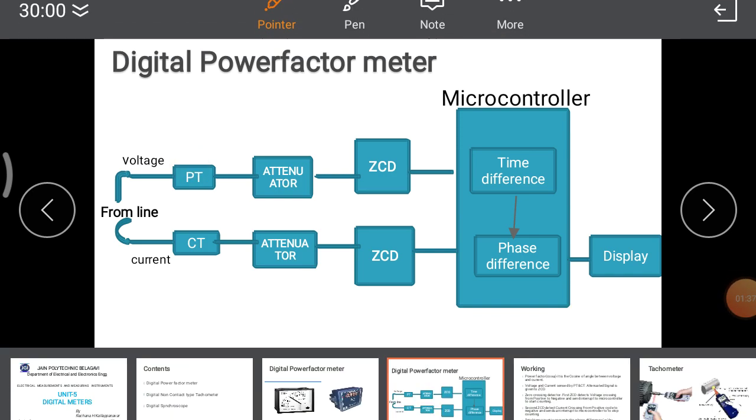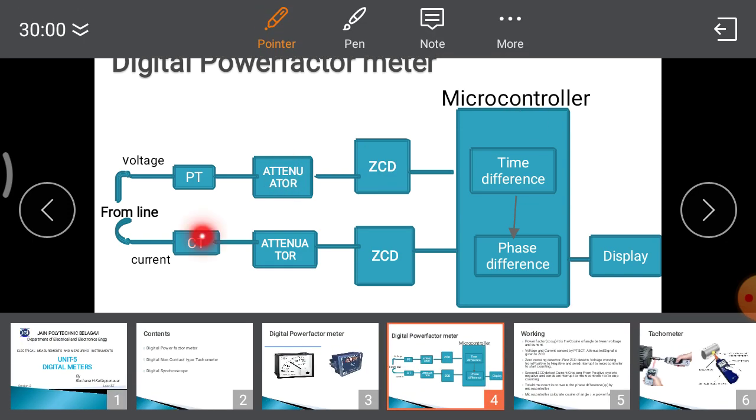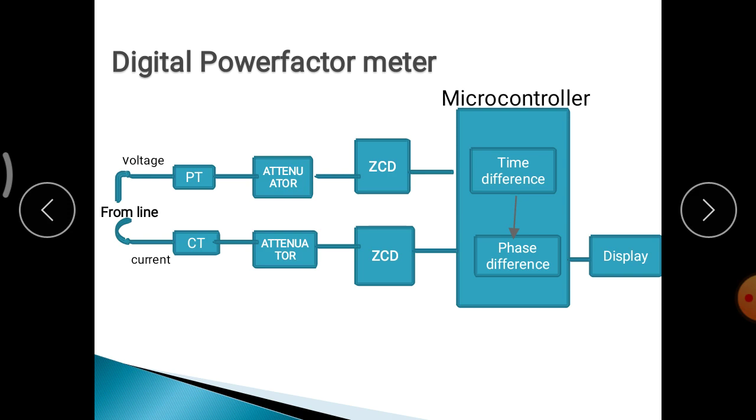First there is the PT, that is the potential transformer, then the attenuator, ZCD, microcontroller block and the display. Next here it is a CT. First, voltage is sensed by the PT, the potential transformer. Next it is given to the attenuator. The attenuator is nothing but the inverse of an amplifier circuit. Some potential voltage divider networks will be there, which reduce the strength of the signal according to our circuit requirement. Next is ZCD.